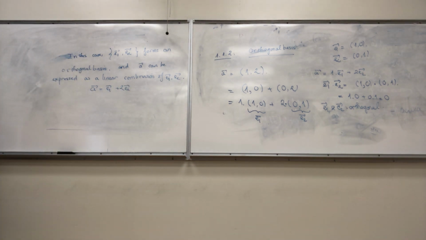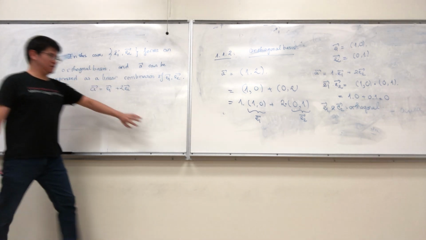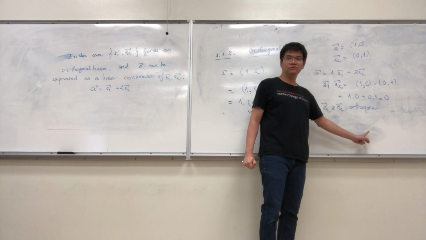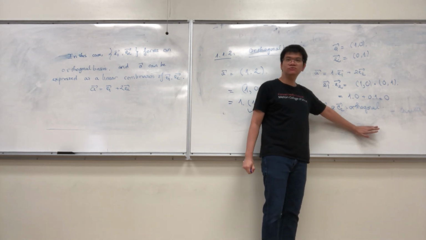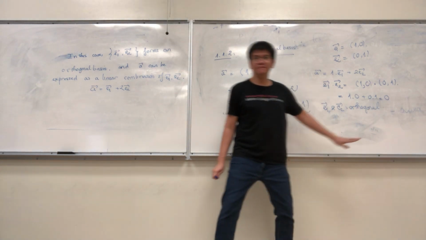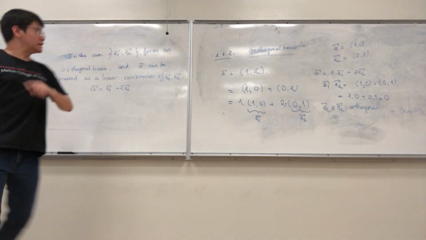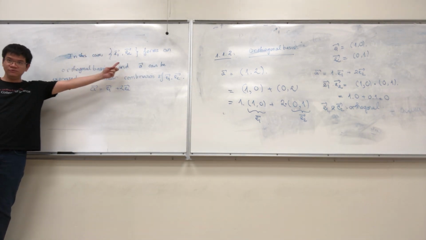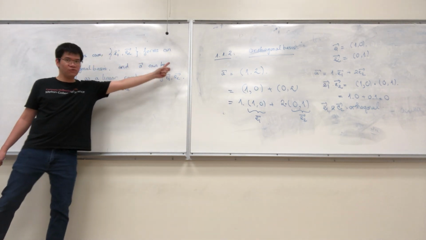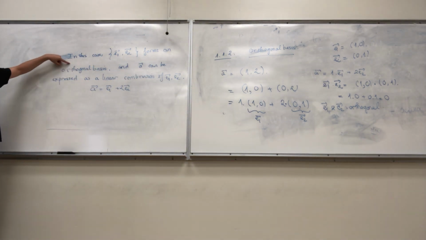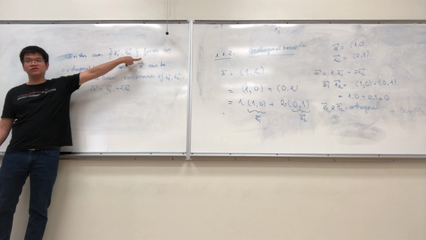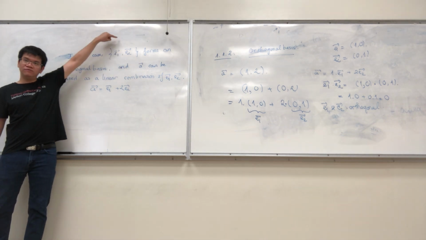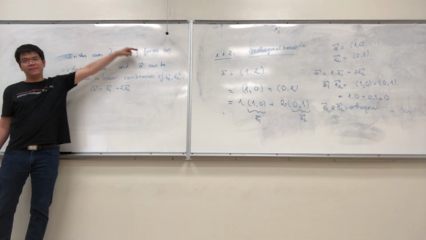So I explain again. In this case, because the inner product of E1 and E2 is 0, we can say that E1 and E2 are orthogonal, right? So in this case, we say that the two vectors E1 and E2 form an orthogonal basis. So this is the notation of a set. So this is a set that contains two vectors E1 and E2, right?